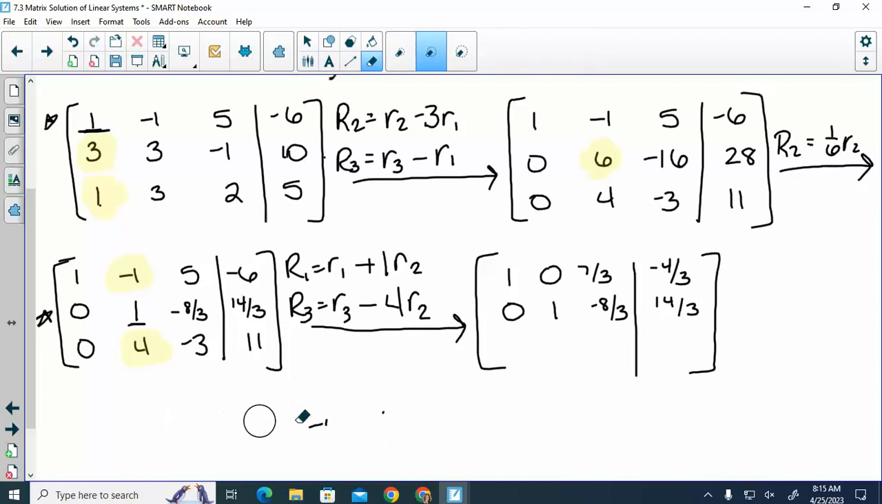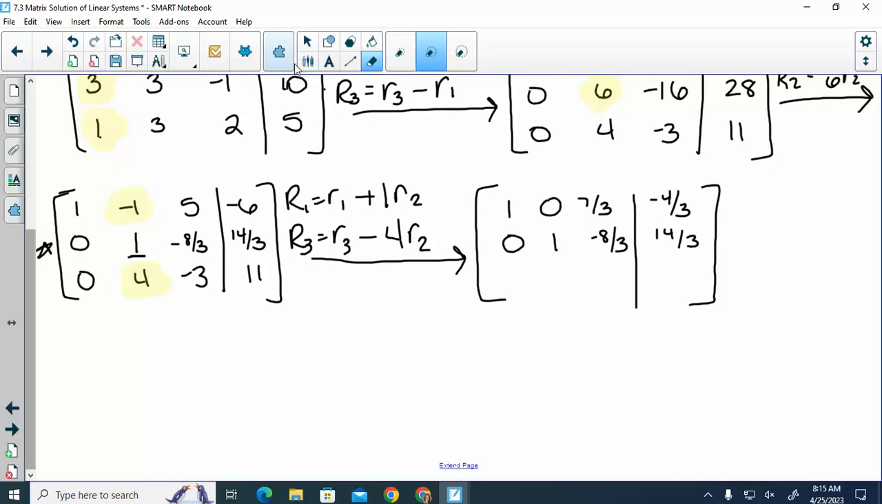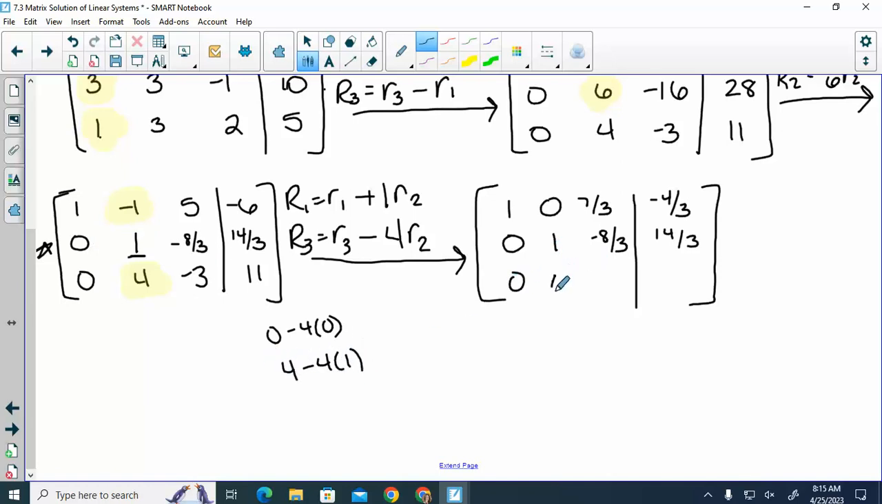Now let's do the bottom row. So row 3 minus 4 times row 2. So 0 minus 0 is still 0. 4 minus 4 times 1, 0. Negative 3 minus 4 times negative 8 thirds. And 11 minus 4 times 14 thirds. Negative 1.